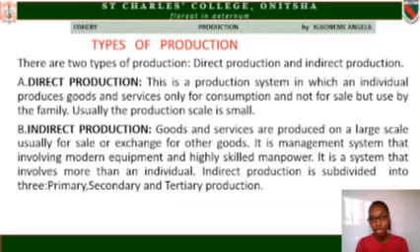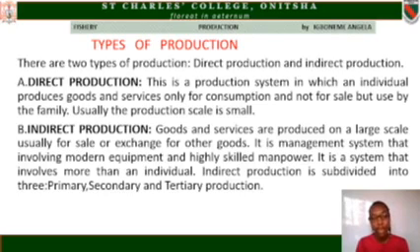Types of production. There are 2 types of production: direct production and indirect production. A. Direct production. This is a production system in which an individual produces goods and services only for consumption and not for sale, but used by the family.